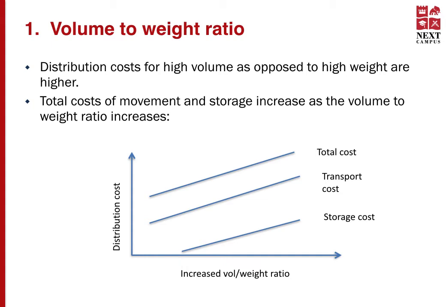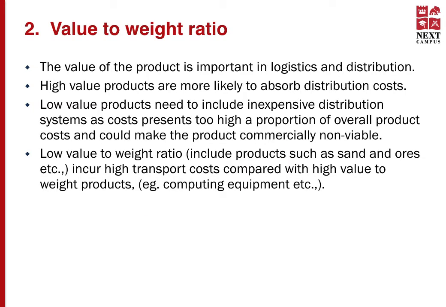Distribution costs for high volume as opposed to high weight are higher. Total cost of movement and storage increases as the volume to weight ratio increases. Value to weight ratio: the value of the product is important in logistics and distribution. High value products are more likely to absorb distribution costs. Low value products need to include inexpensive distribution systems, as costs present too high a proportion of overall product costs and could make the product commercially non-viable.